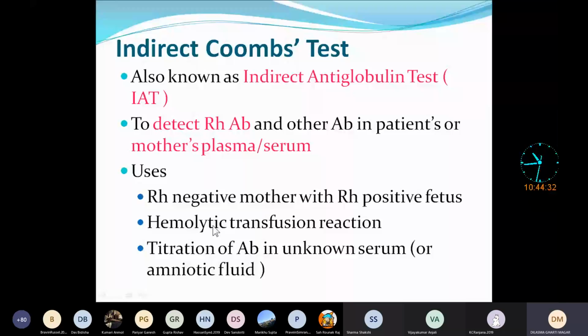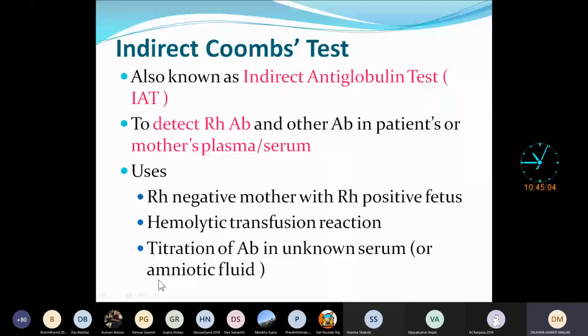And then we can also do the titration of the antibody in case of the unknown serum. Understood here? Unknown serum means, suppose in case of the amniotic fluid. Do you know what you mean by amniotic fluid? So amniotic fluid means the baby is there, isn't it? In the sac there will be fluid, isn't it? So that is known as the amniotic fluid.